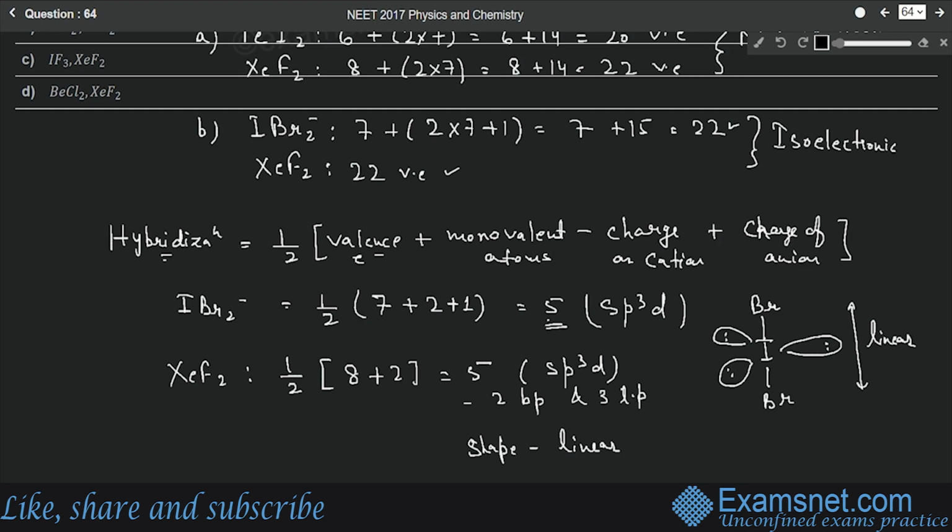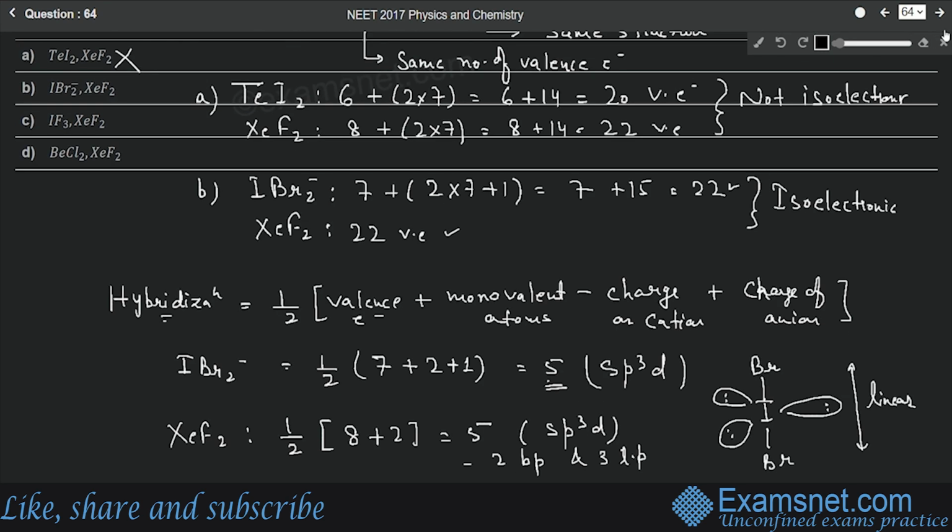So in this option, that is option B, the species are isoelectronic as well as isostructural. So B will be the correct answer. You can use the same method for the other two, and you will find that option C and option D are also not isoelectronic. They will not have the same number of valence electrons. So only correct option will be option number B.